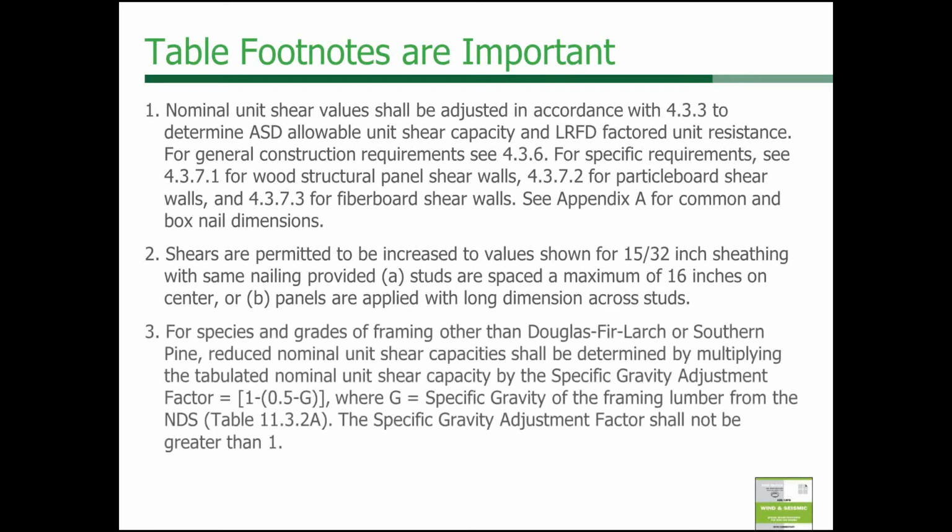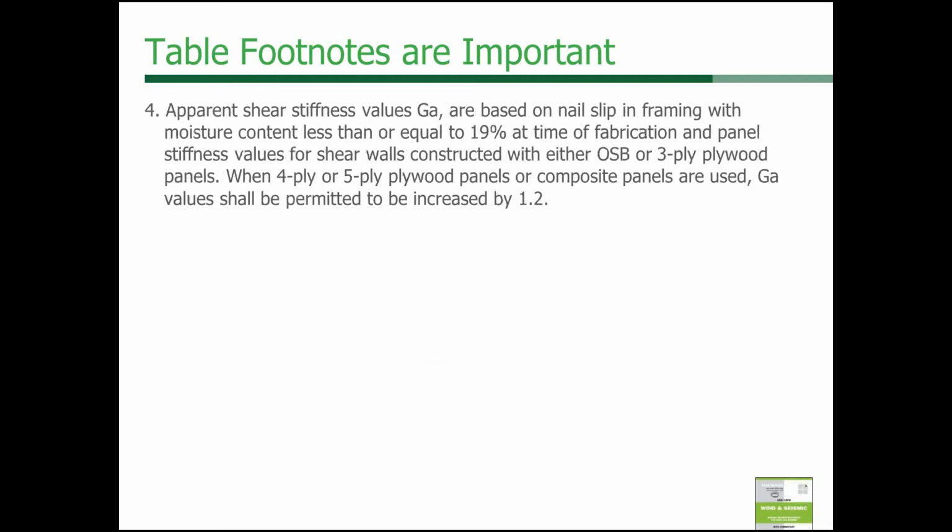Footnote 3, this deals with the specific gravity adjustment, and I mentioned previously a 0.5 for the specific gravity for Douglas fir larch, and so the tables are based on Douglas fir larch or southern pine. If you have something other than those species for your framing, then the values need to be adjusted by a specific gravity adjustment, and we'll look at that in more detail later.